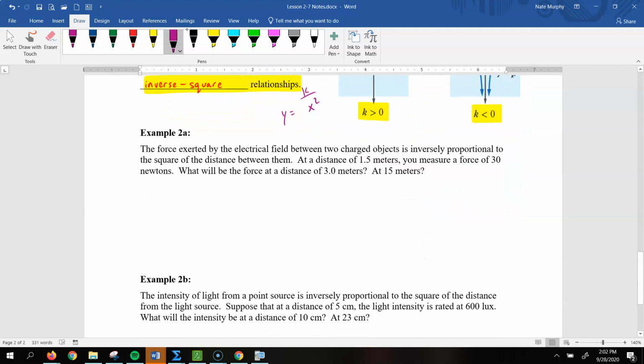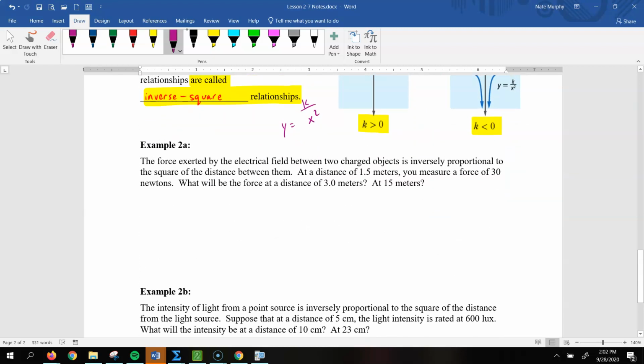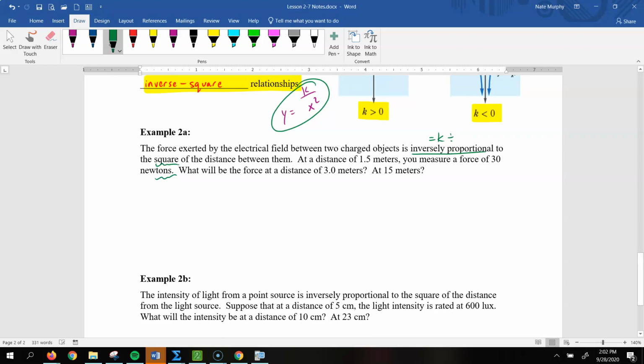All right. So the nice thing is that the same three or four-step process is what we use here, except our general equation might be k over x squared instead of k over x. So let's look at this example. It says the force exerted by the electrical field between two charged objects is inversely proportional to the square of the distance between them. Here we have that word square in here.